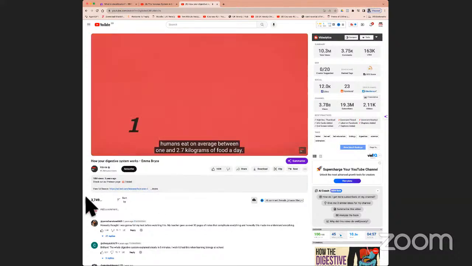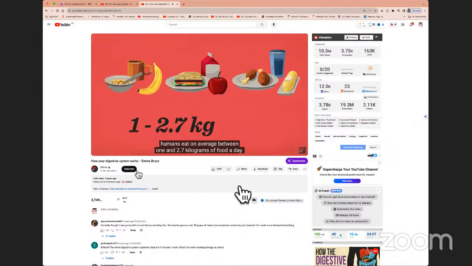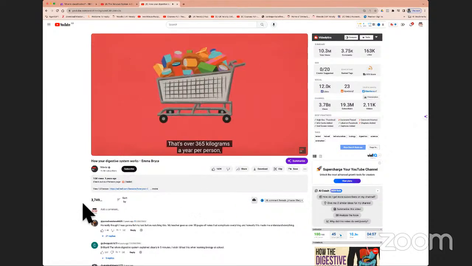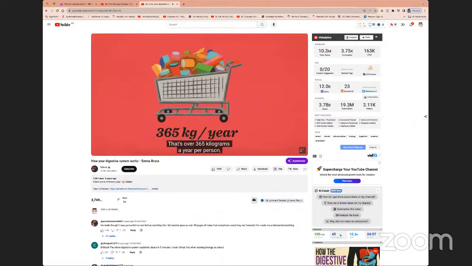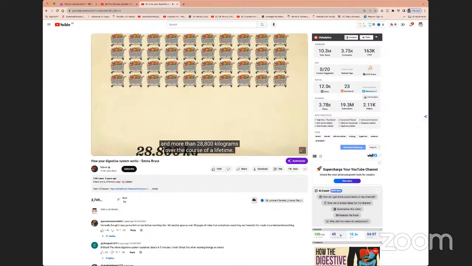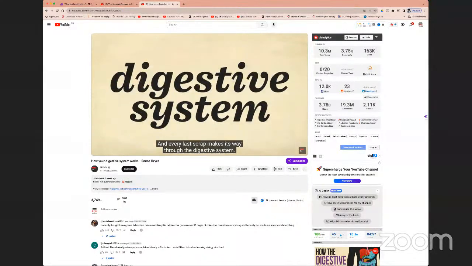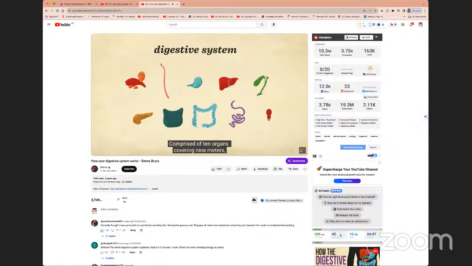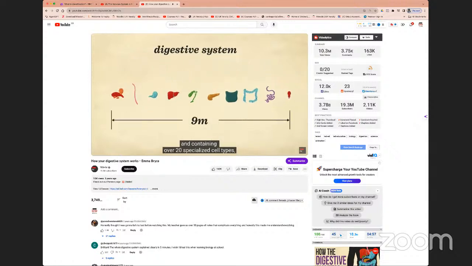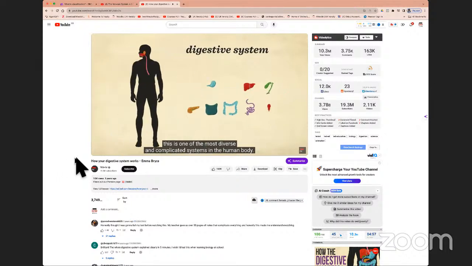On average, between 1 and 2.7 kilograms of food a day. That's over 365 kilograms a year per person, and more than 28,800 kilograms over the course of a lifetime. And every last scrap makes its way through the digestive system. Comprised of 10 organs, covering 9 meters, and containing over 20 specialized cell types, this is one of the most diverse and complicated systems in the human body.